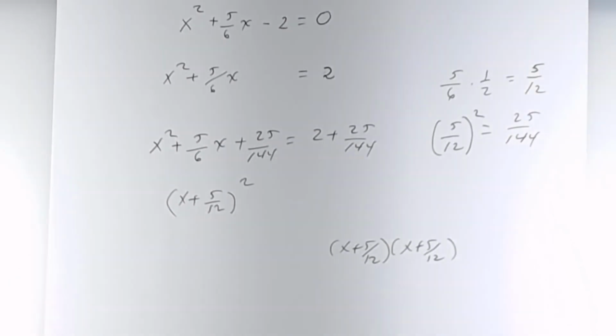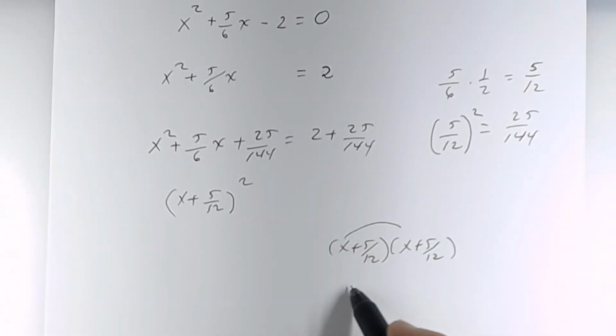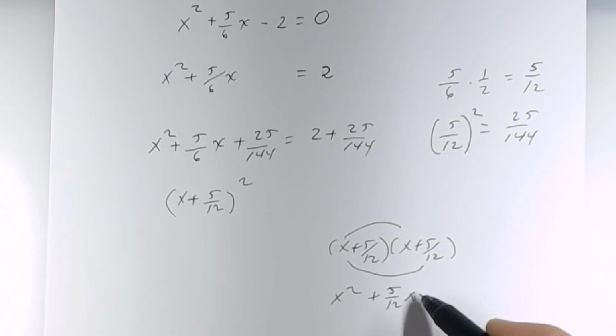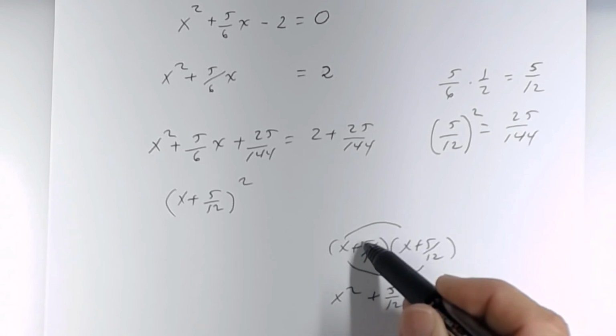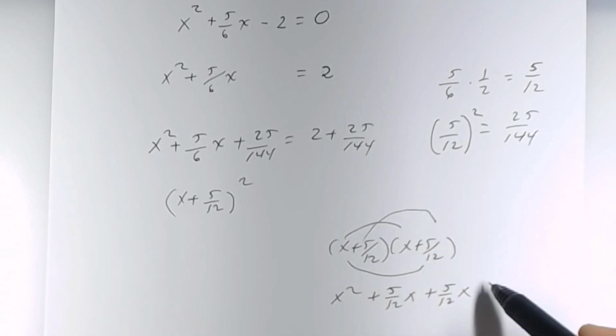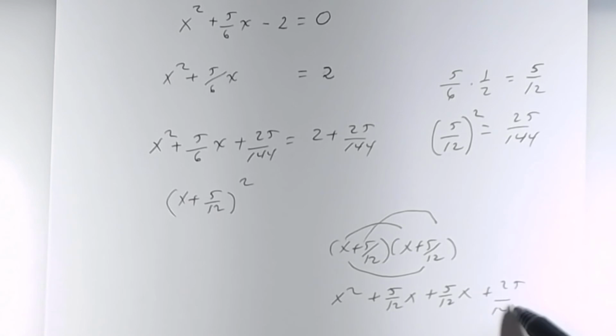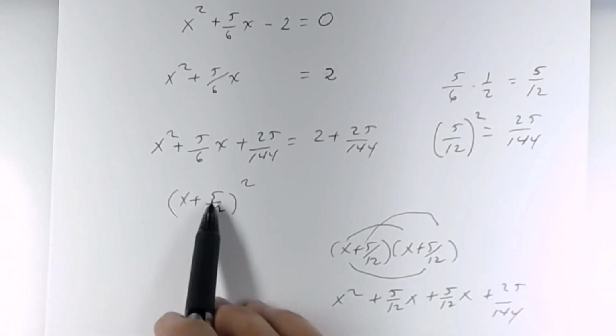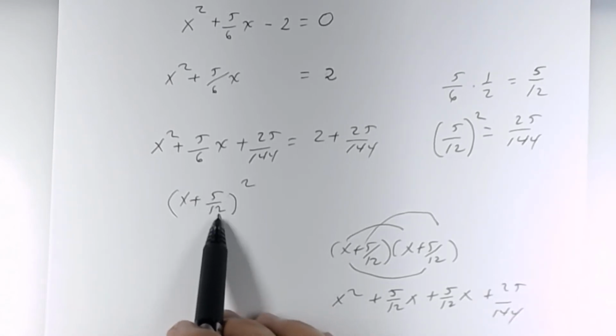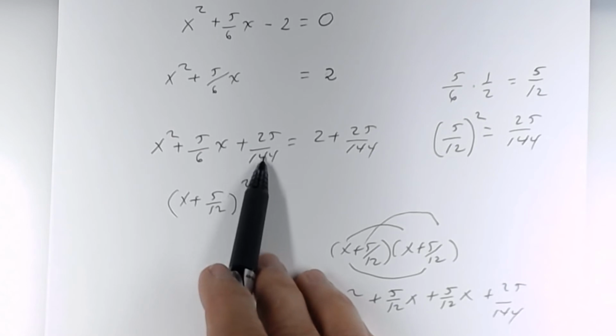FOIL it out. What's x times x? What's the outer? 5/12 x. Remember, when you square a binomial, the outer and the inner are the same. So the inner should also be what? 5/12 x. And then what's the last? What's 5/12 times 5/12? 25 over 144. So that kind of makes sense there. Whatever you put here, when you square it, you better get this number, right?